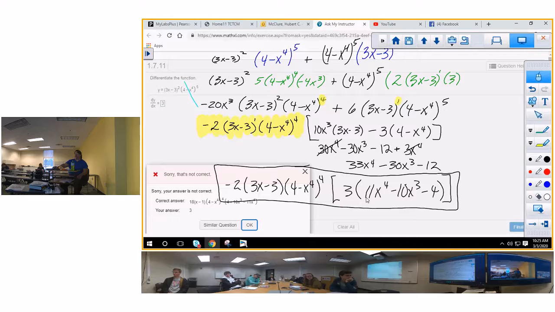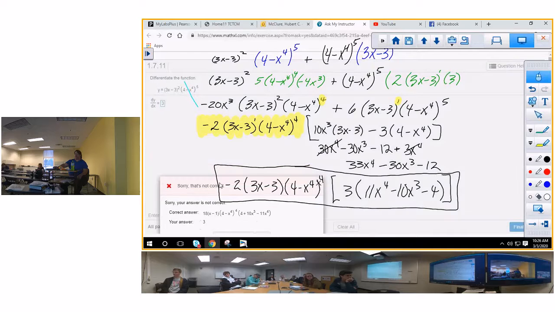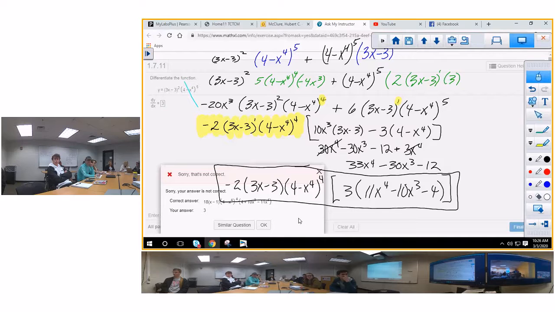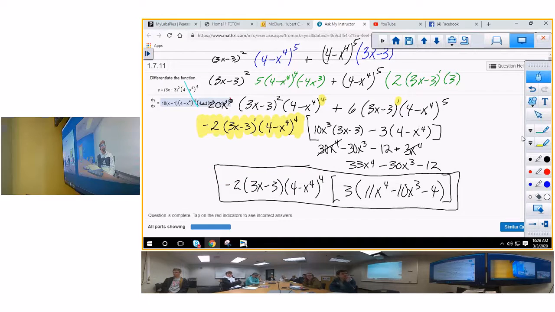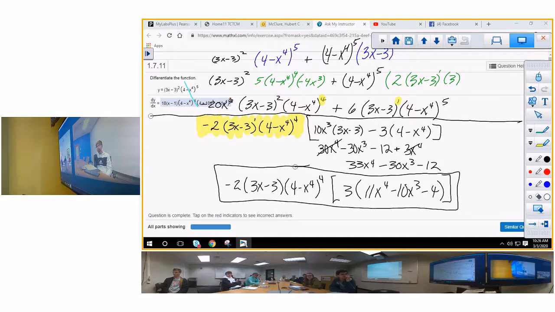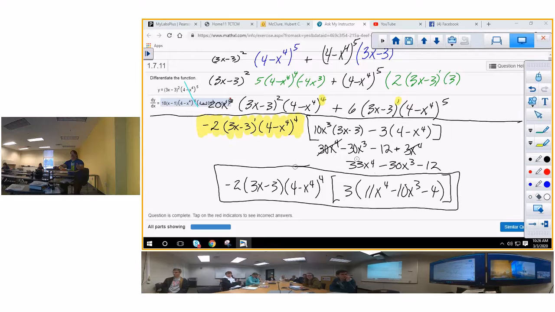And you see the 11x to the fourth, don't y'all? I'm just making sure y'all see the answer. There's the 4. There's the 10. And there's the 11, but the signs are a little bit different because I factored out a -2. Okay? So I would say everything above this line right there is pretty much standard, and then it can change down here based on what you factor out.